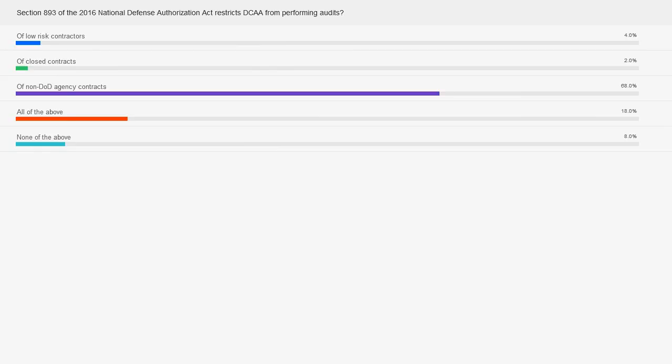Okay, it looks like most everyone got the right answer there. The non-DoD agency contracts are the ones that DCAA is now prevented from auditing so long as there's a backlog in excess of 18 months.